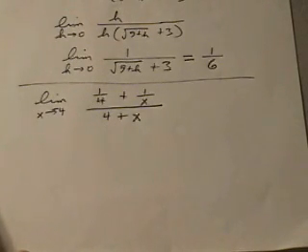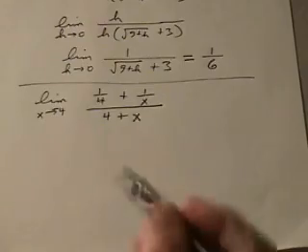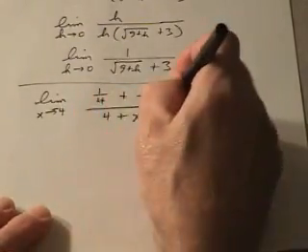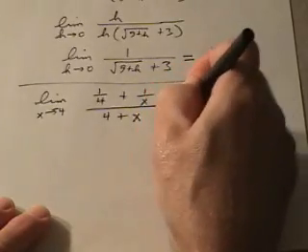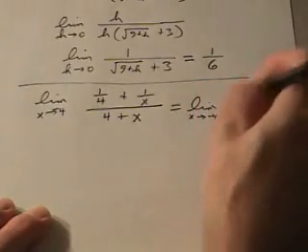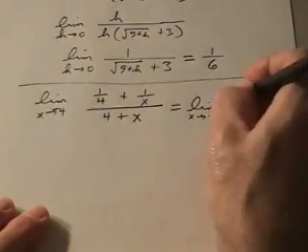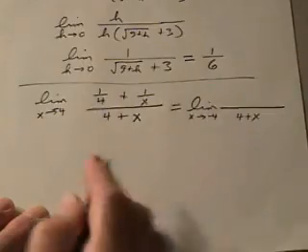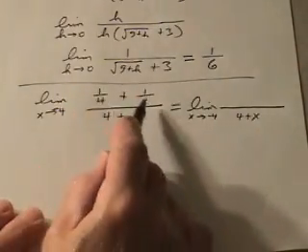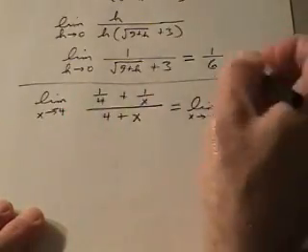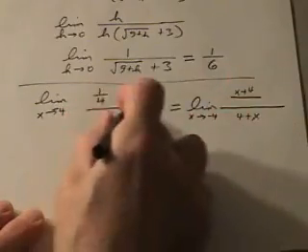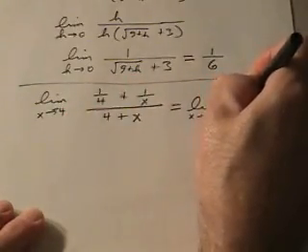How do I add fractions? I need a common denominator. So what's the common denominator going to be? It's going to be the product of those two. So this limit is going to be the limit as x goes to negative 4 of this messy fraction. The bottom of it is still going to be 4 plus x. I'm not going to change that. But the top, I'm going to have to get a common denominator. So you can cross multiply if you like. It's going to be x plus 4 divided by the product, 4x.